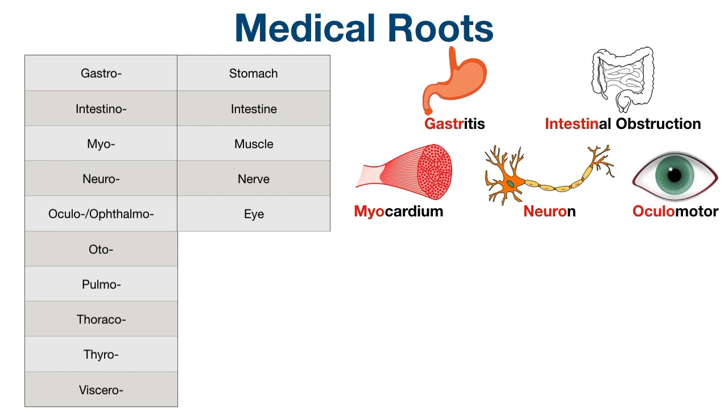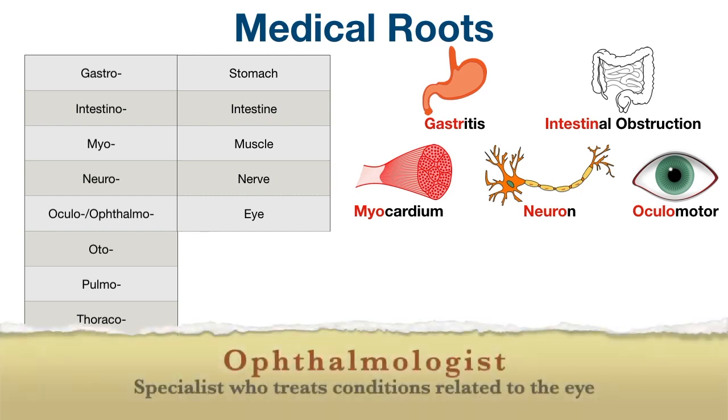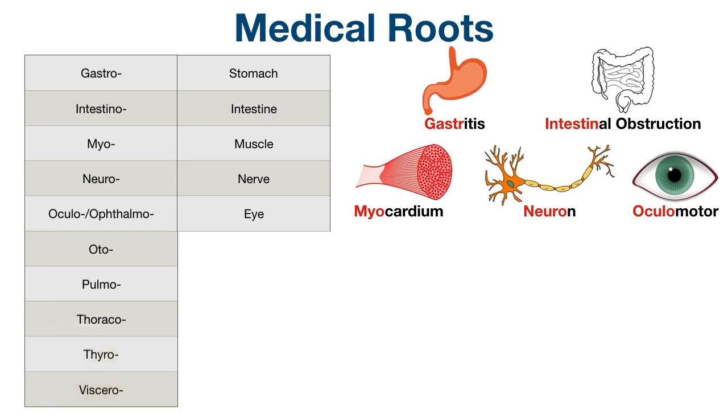An example medical term is oculomotor, which refers to the movement of the eye, or an ophthalmologist who specializes in treating conditions related to the eye. Oto means ear. You can think of an otoscope, which is the instrument used to examine the ear.